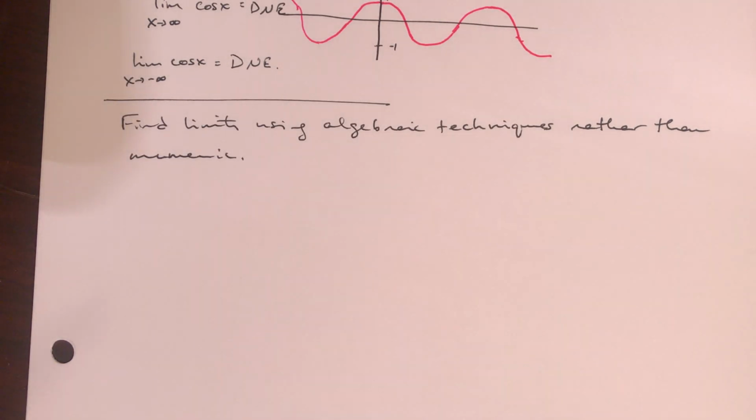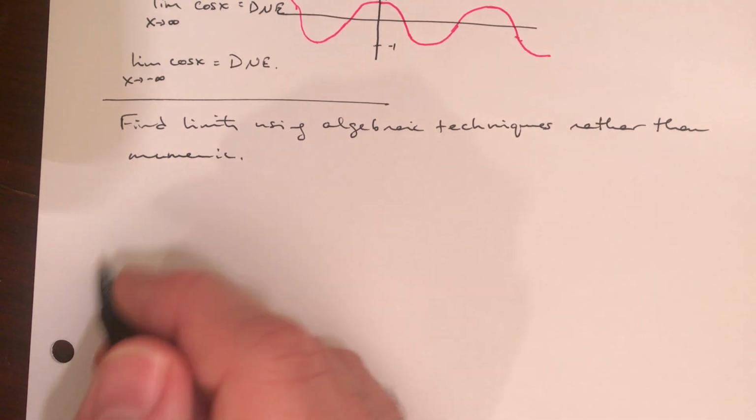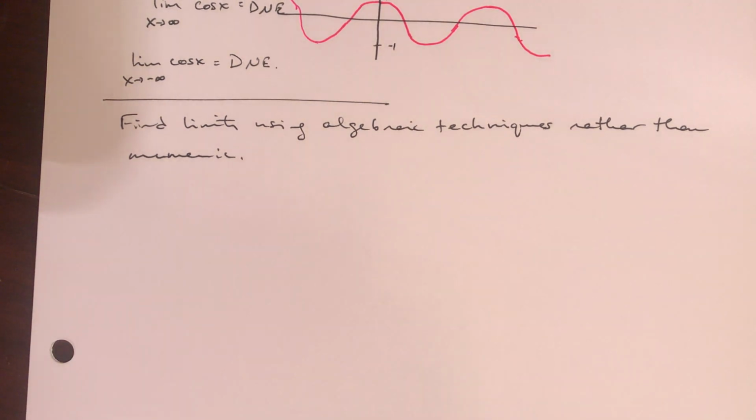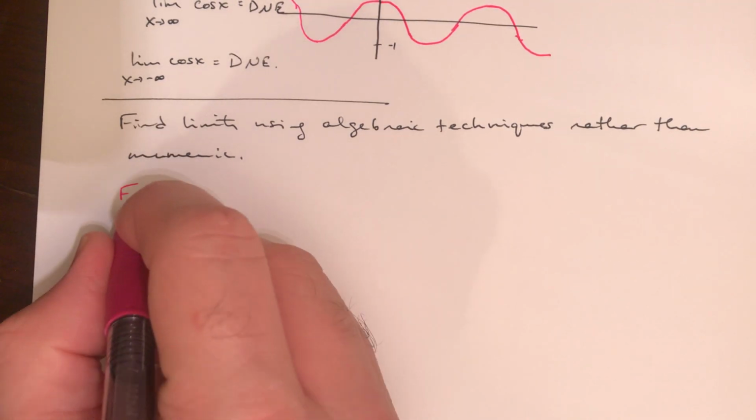The calculator is good for giving us a little bit of intuition and a little bit of gut feeling about it, but it's not really rigorous in terms of the way that the limit is defined. So we need some algebraic techniques to help us out. And along the way, we need a nice little fact.